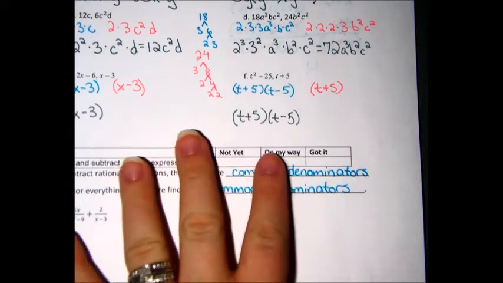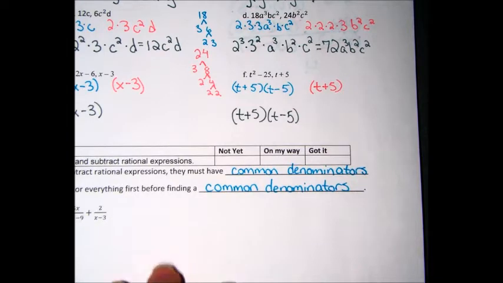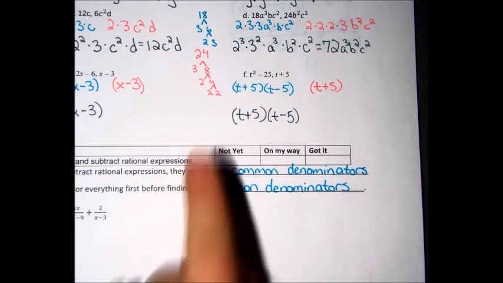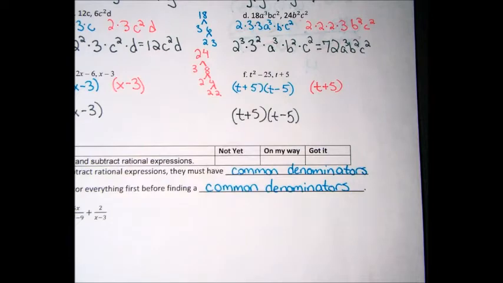You need to understand how to do this part in order to be successful when you're adding and subtracting rational expressions. Because to find a common denominator for these rational expressions, you are going through this process that we just went through up here, plus a few extra steps.